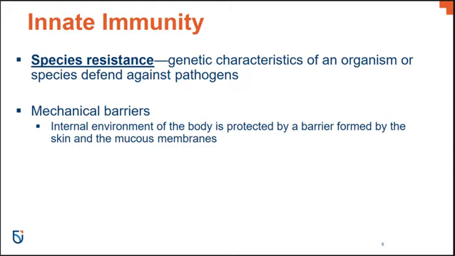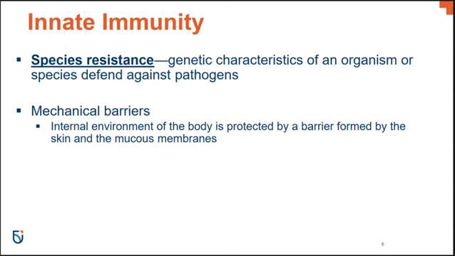The internal environment of the human body is protected by a continuous mechanical barrier that's formed by cutaneous membranes, so really the skin, as well as mucous membranes. Often called the first line of defense, these membranes provide several layers of densely packed cells and other materials, forming sort of a wall that protects the internal environment from invasion by foreign cells.